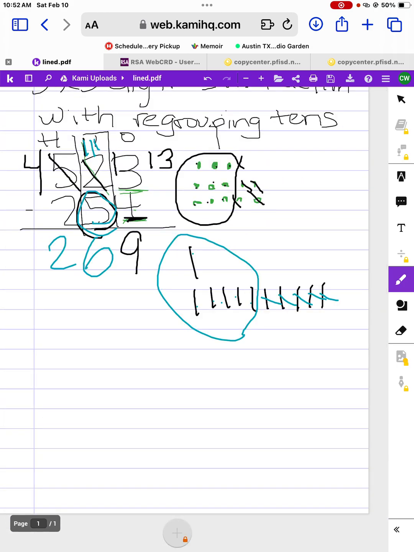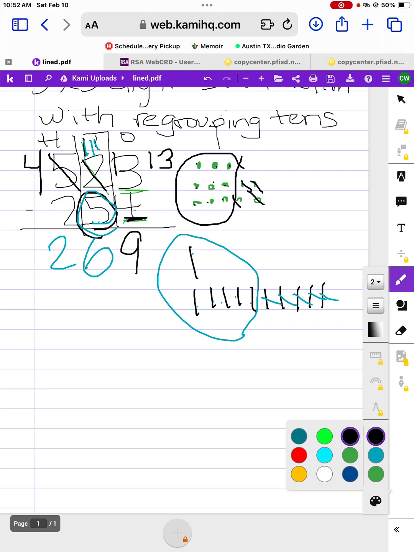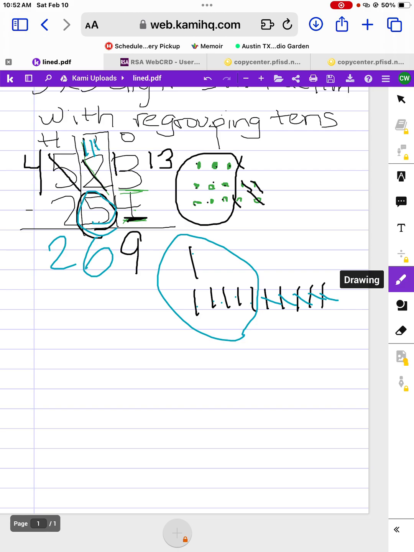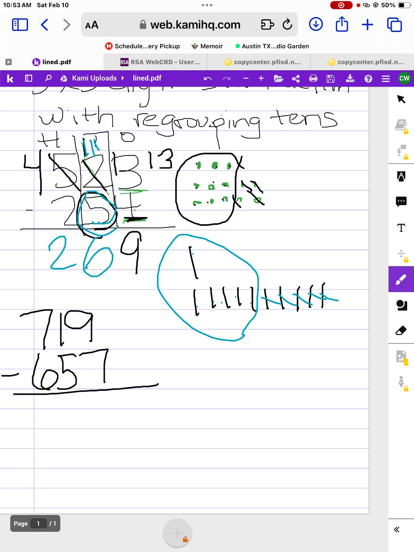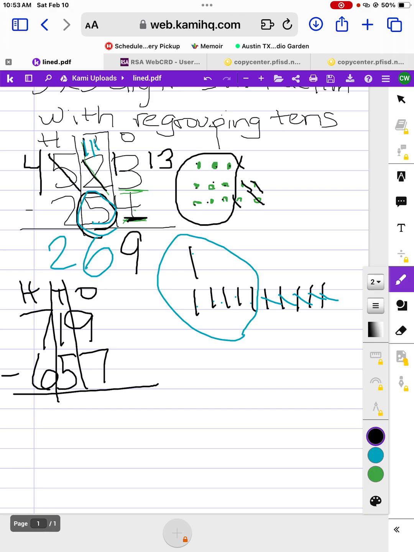All right, let's practice with one more. Let's do 719 minus 657. Okay, so I'm going to do my HTO, and I'm going to change my color just so we can see.